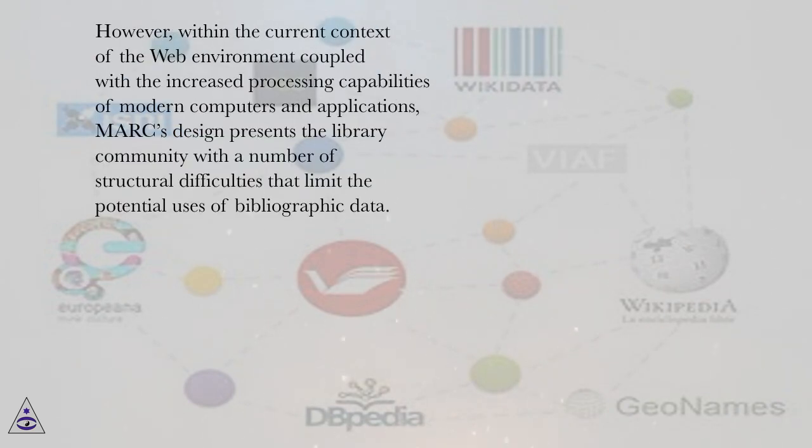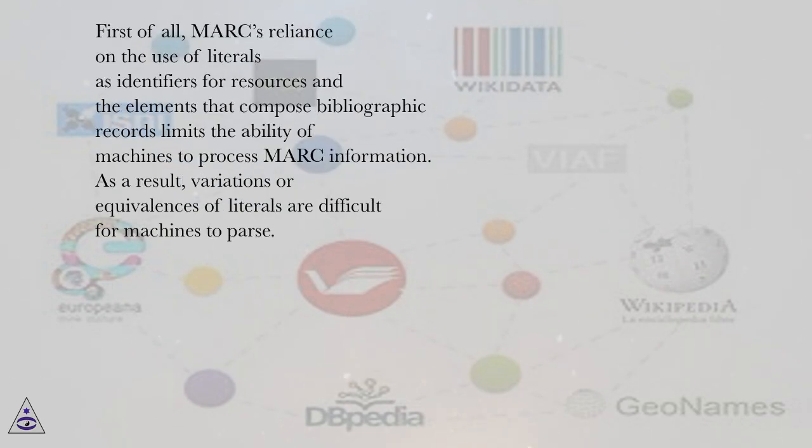However, within the current context of the web environment coupled with the increased processing capabilities of modern computers and applications, MARC's design presents the library community with a number of structural difficulties that limit the potential uses of bibliographic data. First of all, MARC's reliance on the use of literals as identifiers for resources and the elements that compose bibliographic records limits the ability of machines to process MARC information. As a result, variations or equivalences of literals are difficult for machines to parse.